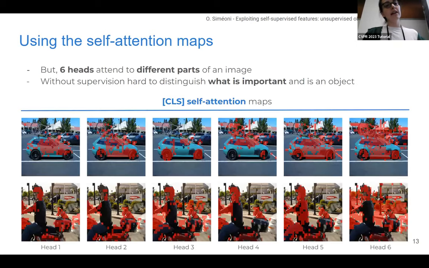And if we look at more complex images with more objects and more different scenes, then if you look at the different heads, it's not obvious where the attention is looking. In the top row, it's mainly focusing on the car, but where on the car, we don't really know. Sometimes it's quite noisy. On the bottom row, it's sometimes focusing on the person and on the dog. So looking at this, it was hard to know how to exploit it directly.